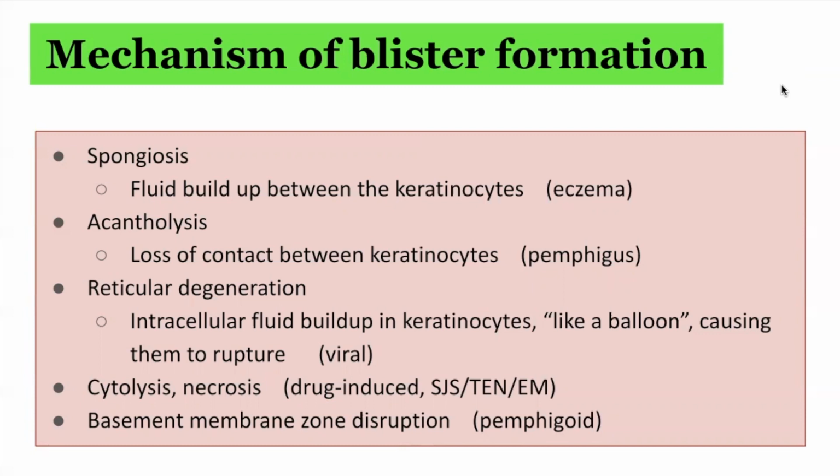Cytolysis and necrosis can occur in drug-induced blistering eruptions, including Stevens-Johnson syndrome, TEN, and Erythema multiforme. And finally, there's another form of blistering formation via basement membrane zone disruption. And this is characteristic of pemphigoid, where there are antibodies, autoimmune antibodies, which bind to and disrupt the proteins that hold the basement membrane zone together.